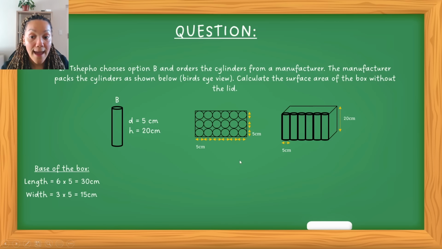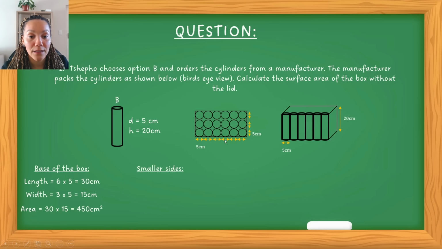Okay, so the area then of the base of the box, which means just the bottom part, where we don't multiply by 2 because it's without the lid, will give us an area of the length multiplied by the width, which is the 30 times the 15, and that gives us 450 centimeters squared. Remember, that is now just for the base.